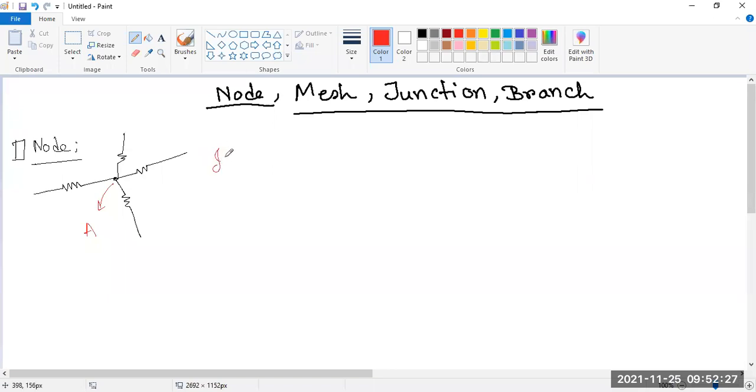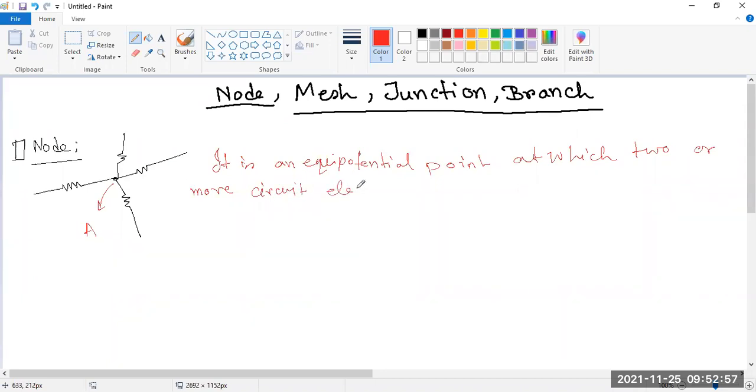Just write down this. Real point at which two or more circuit elements are joined in a joint.